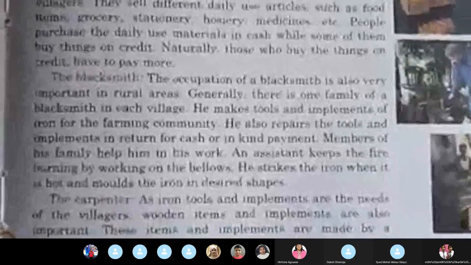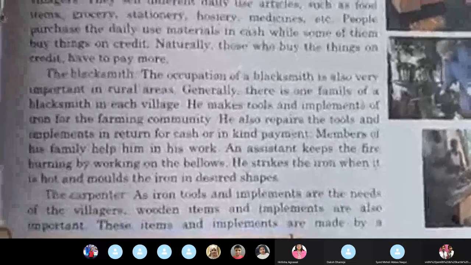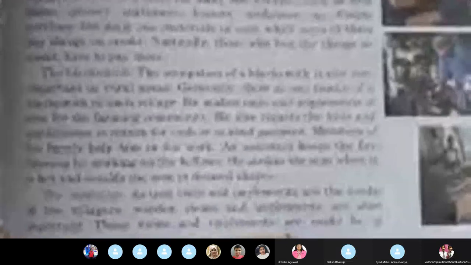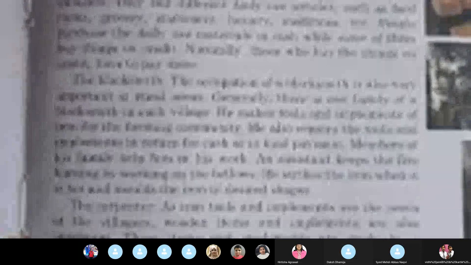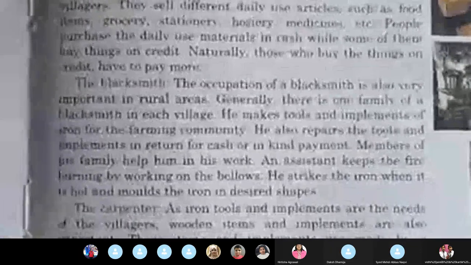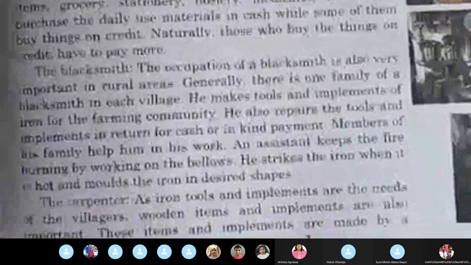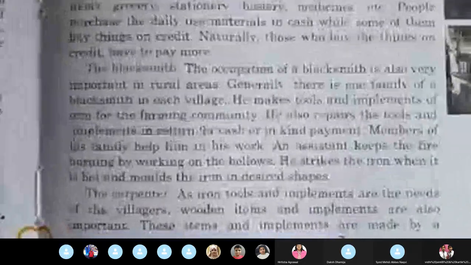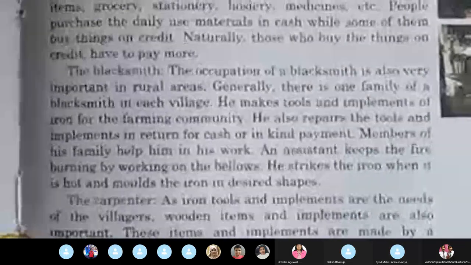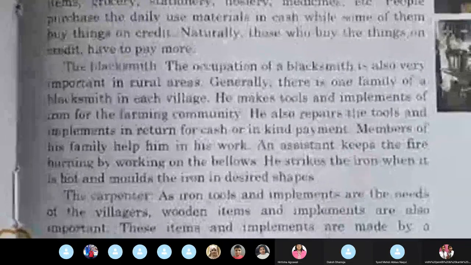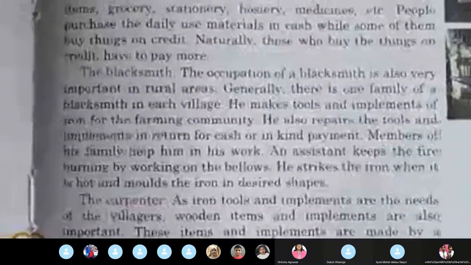An assistant keeps the fire burning by working on the bellows. He strikes the iron when it is hot and molds the iron in desired shapes. So as the word blacksmith tells you, dealing with the iron equipment and iron tools, not just tools and equipment, many a times utensils also are sold and manufactured and mended by these small blacksmiths who reside in the village and work for the village people.